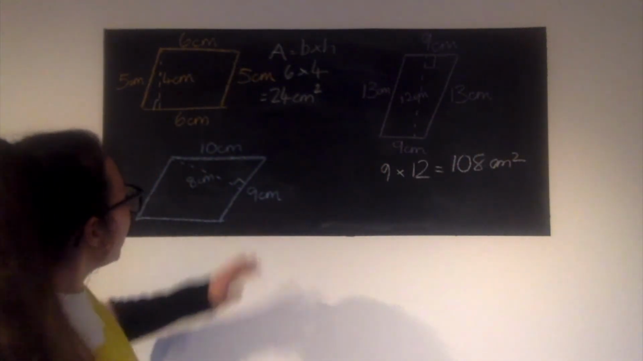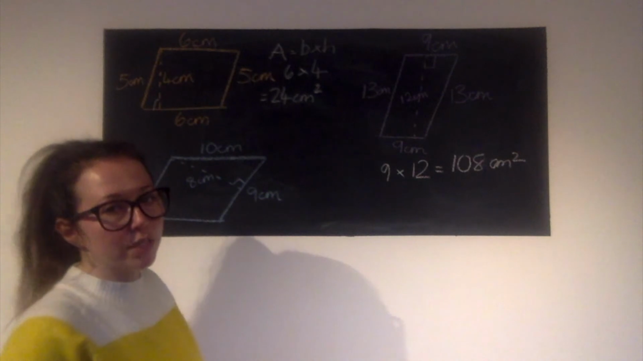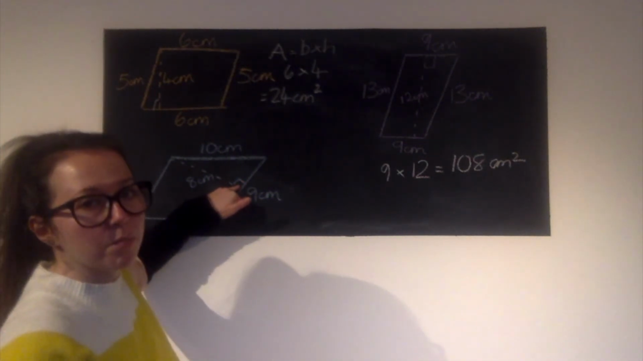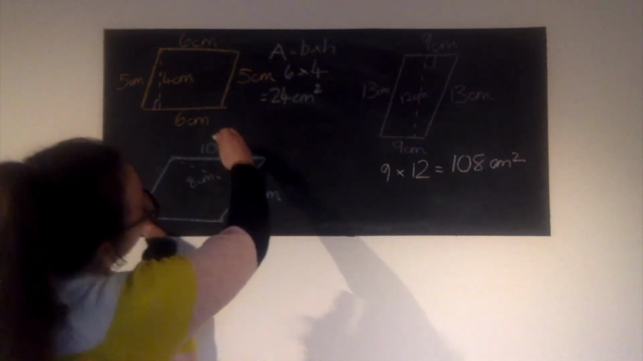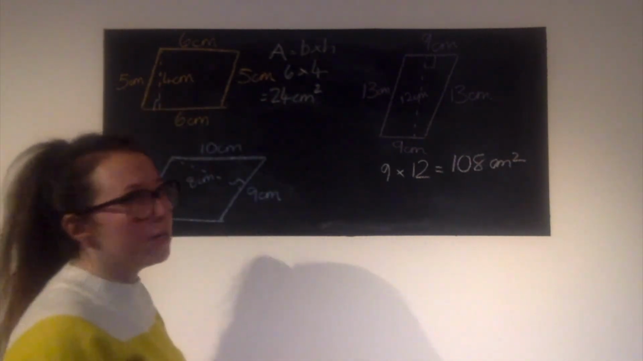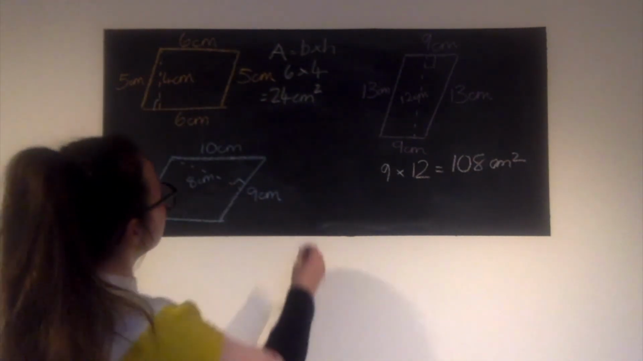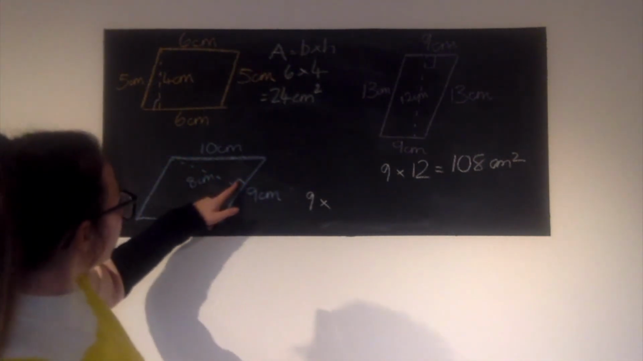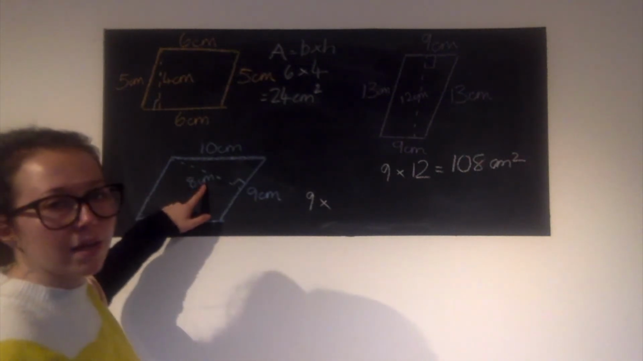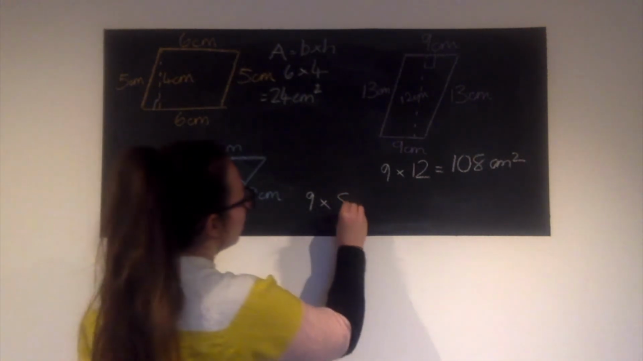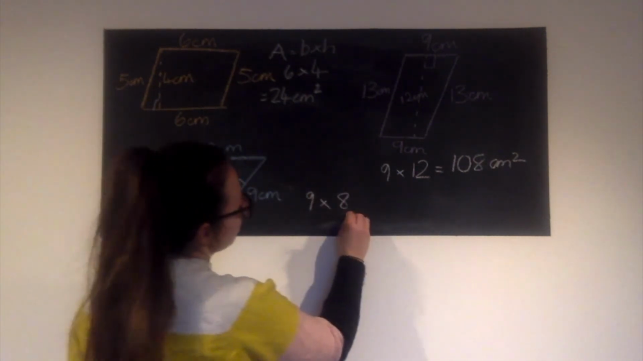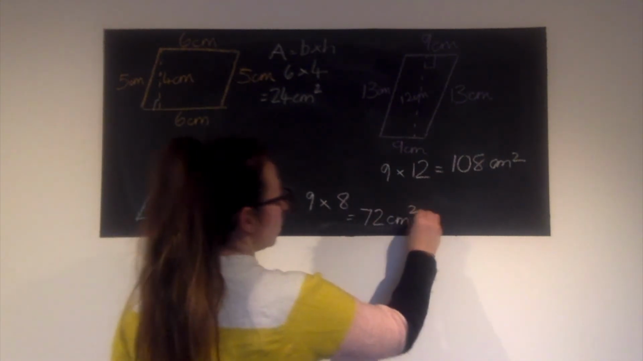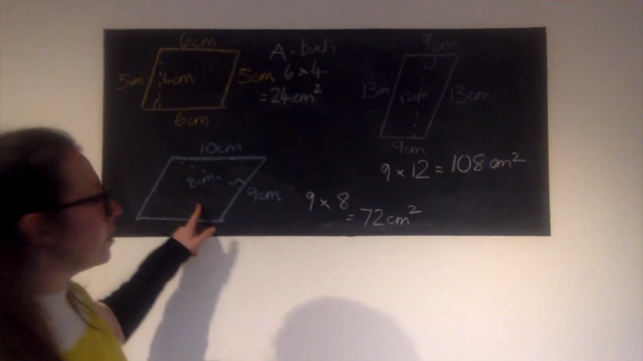Then let's have a look at the last one. Again, a little bit tricky to spot. We need to be looking for that perpendicular point, that right angle that's been marked for us, that's significant. We could almost turn it round and that might make it clearer for us. So the base is 9 centimetres multiplied by the perpendicular height, which has been labelled here as 8 centimetres. 9 times 8 gives us 72 centimetres squared, which is the area of this parallelogram here.